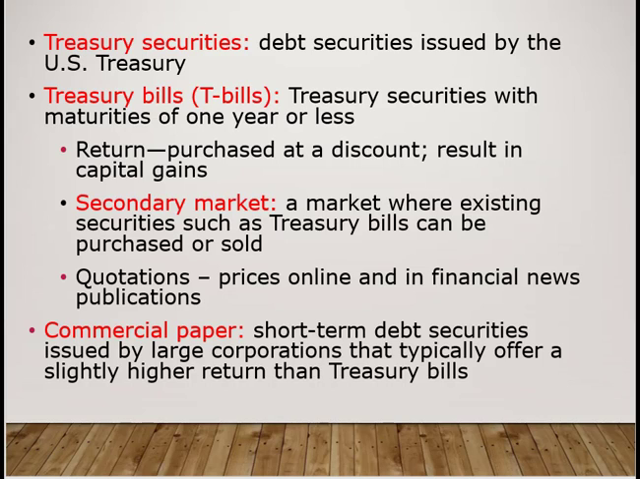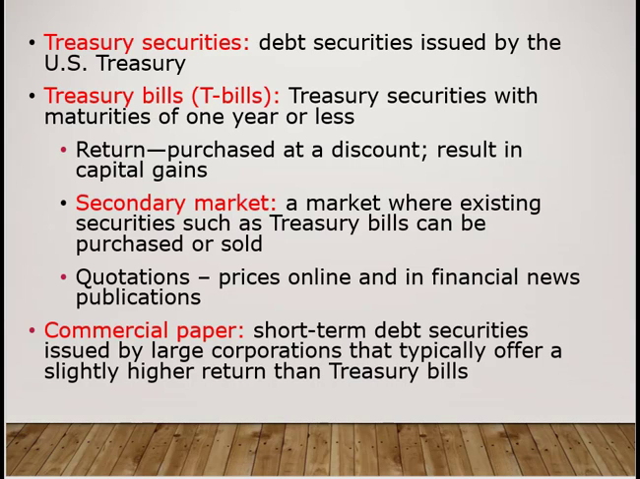There are 2 primary securities. One is called a treasury security issued by the United States government. By definition, they are treasury bills. They have a maturity of 1 year or less. When you buy one of these treasury bills, you purchase it at a discount. So if it's a $10,000 treasury bill, you may only pay $9,500 for that treasury bill. If it matures in 9 months, when it matures in 9 months, you get the $10,000. So you paid $9,500, you get $10,000.